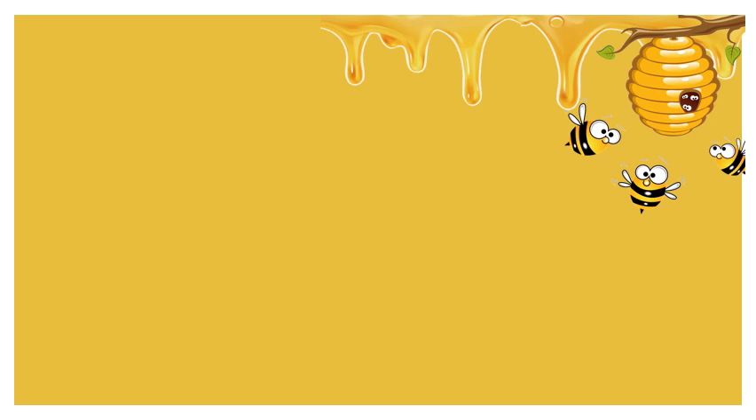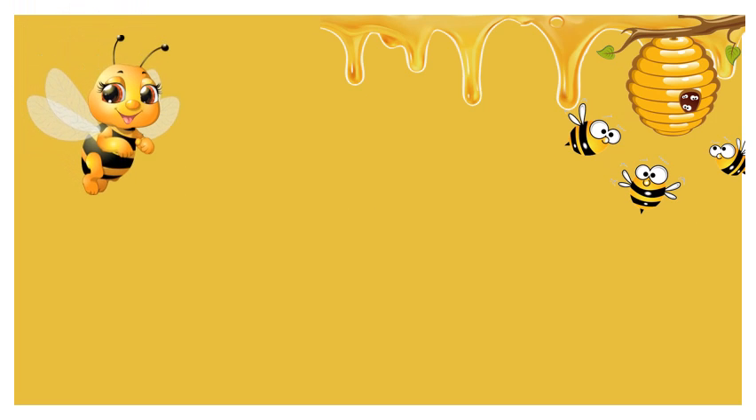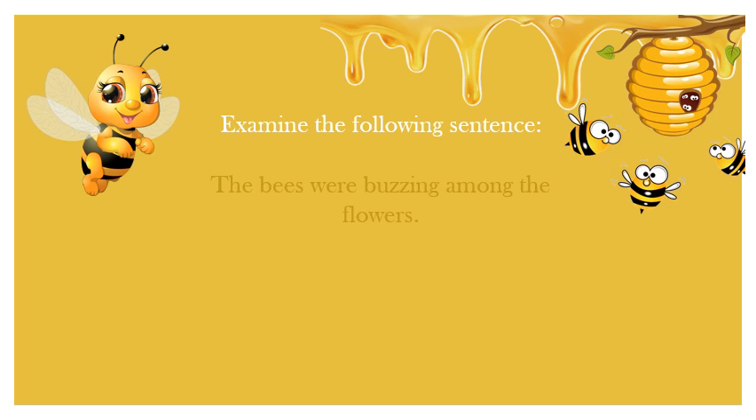Let's start first with this little bee. Examine the following sentence. Let's see what the sentence says. The bees were buzzing among the flowers.